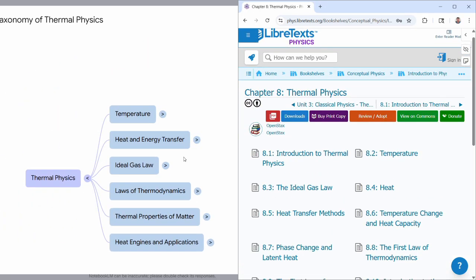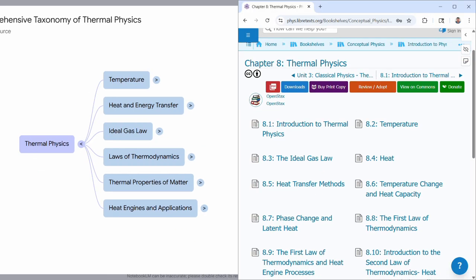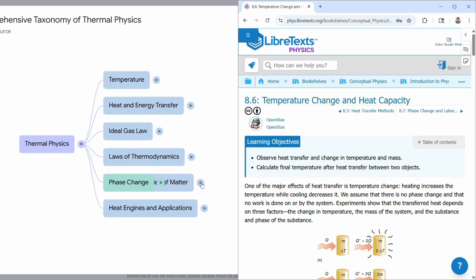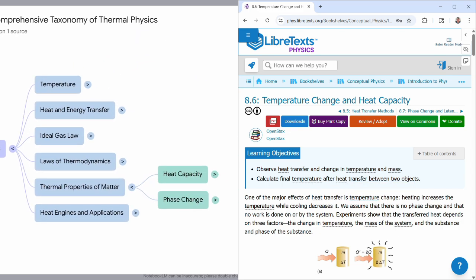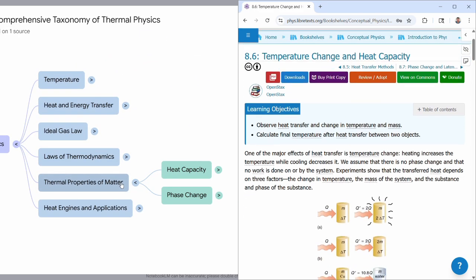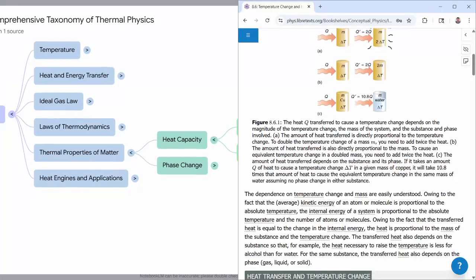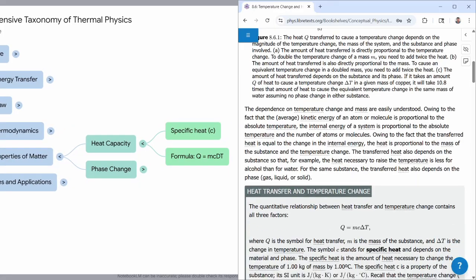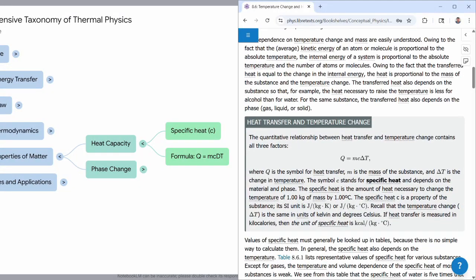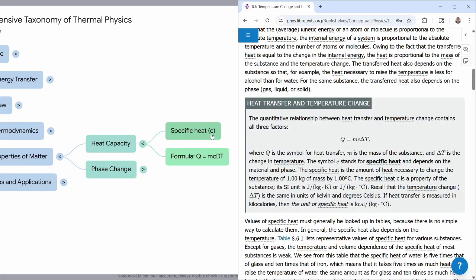And the last set of sections that we'll cover in this overview is sections 8.6 and 8.7, temperature change and heat capacity, and phase change and latent heat. In this overview, I think that's under thermal properties of matter. For some reason, Notebook LM put it out of order here. So under the thermal properties of matter, heat capacity is what we talk about when there's a change of temperature and we want to relate that to the amount of heat transfer. So we define a quantity called specific heat. It's a material property, almost like a density.